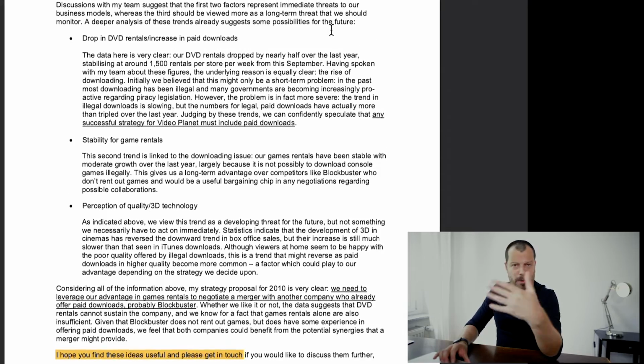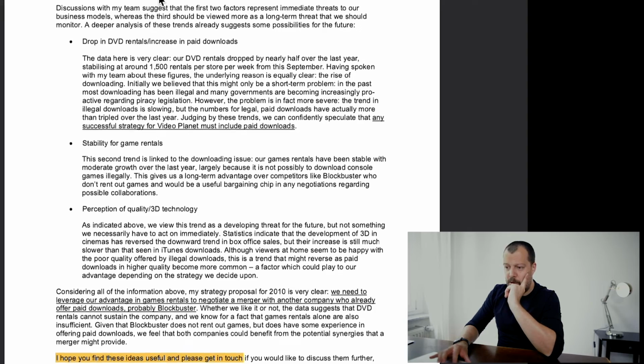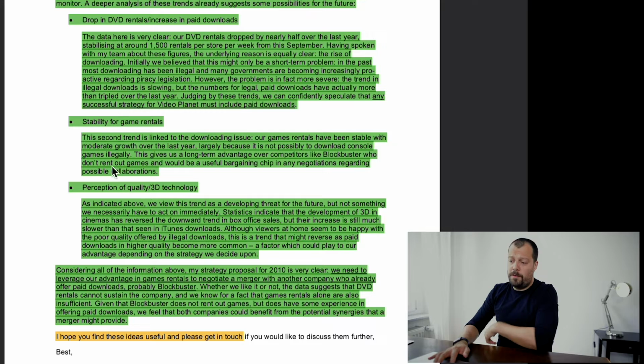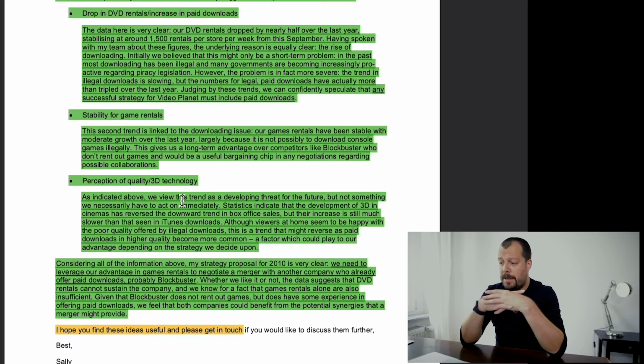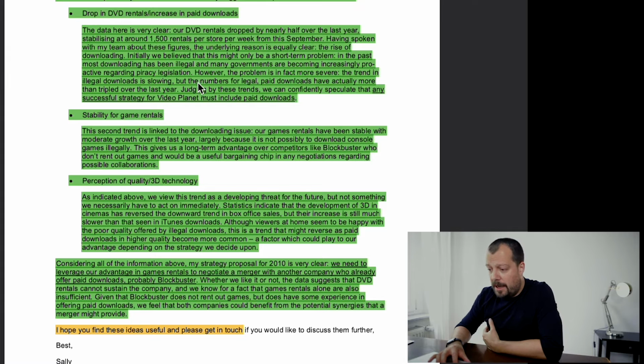But what about the rest of the text? Well, we've been talking a lot about analysis in this module, and I think in this text we can basically highlight pretty much all of this area here to say this is analytical content. What we're doing is looking not really at what's happening, but at why it's happening. And you see words like "the underlying reason is equally clear." We have stuff like speculation: "this is a trend that might reverse as paid downloads become more common."